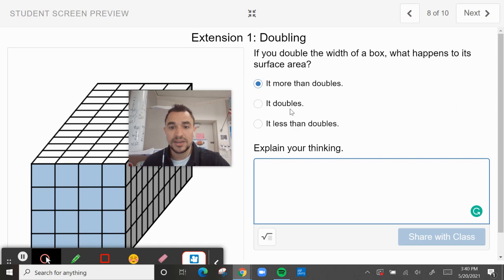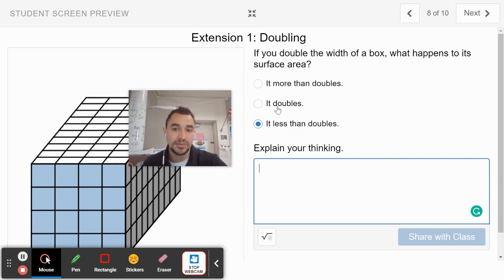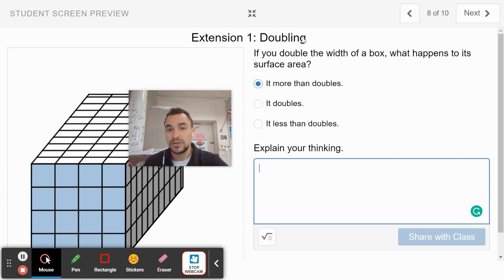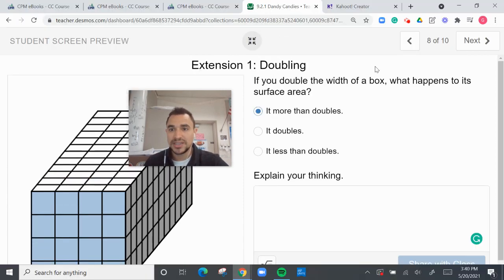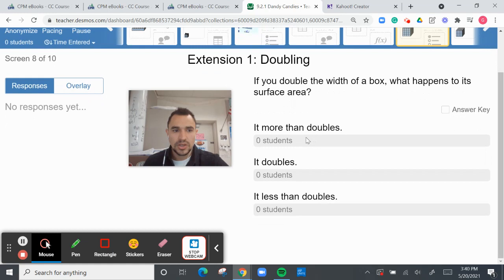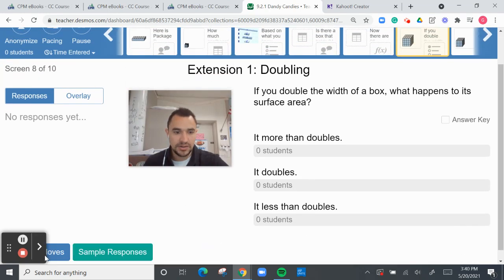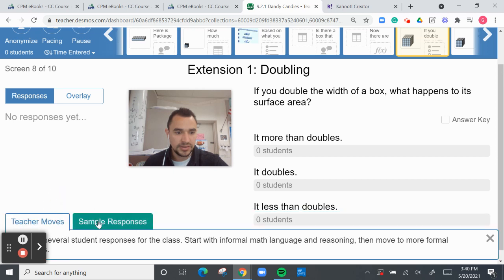So explain your thinking. If you think it doubles exactly or less than doubles, I just know that when the number goes up increasingly, it's going to increase a lot more. But let's find out what this says here. So sample responses.